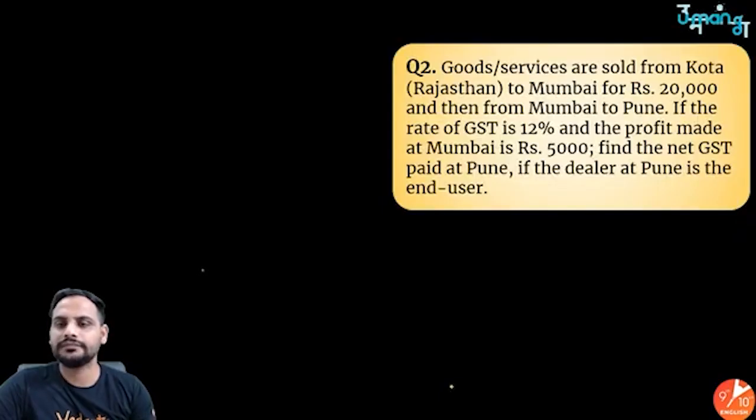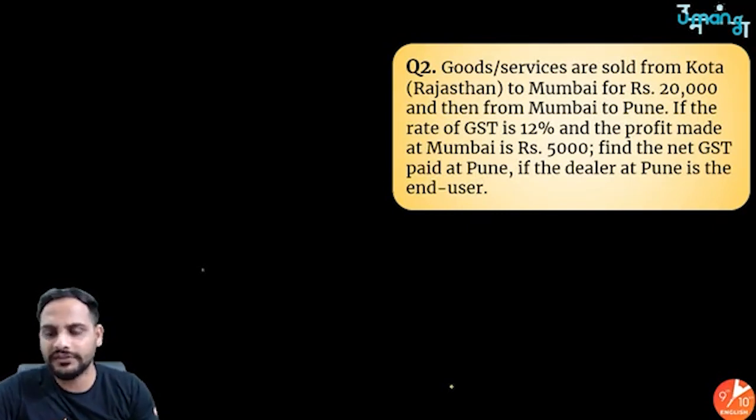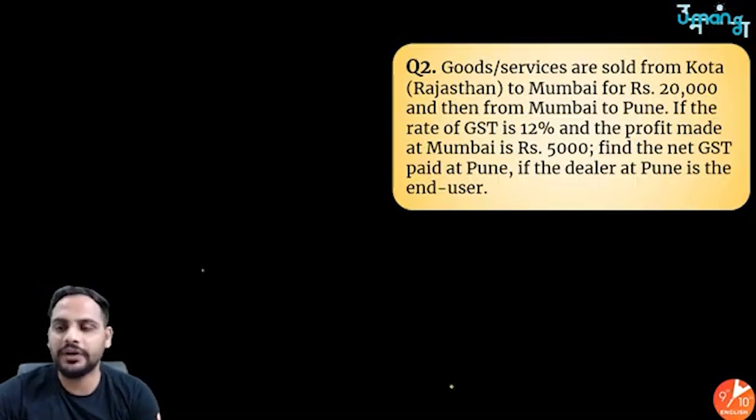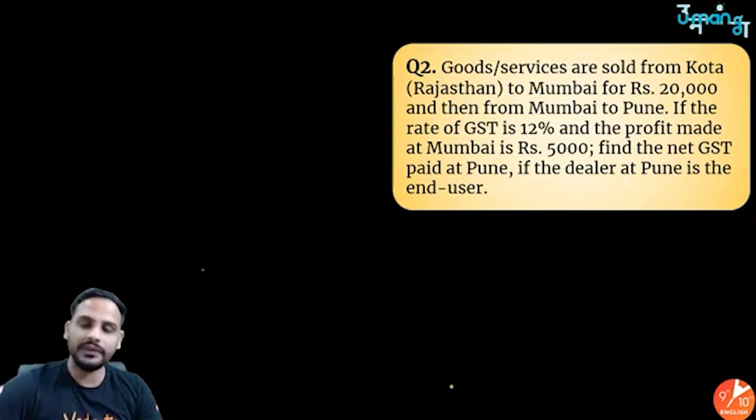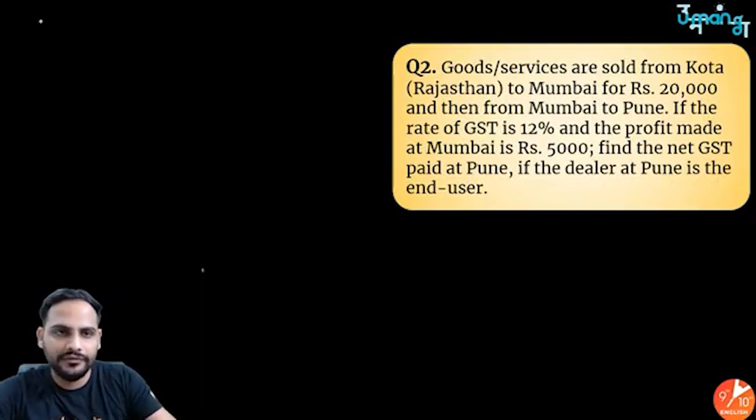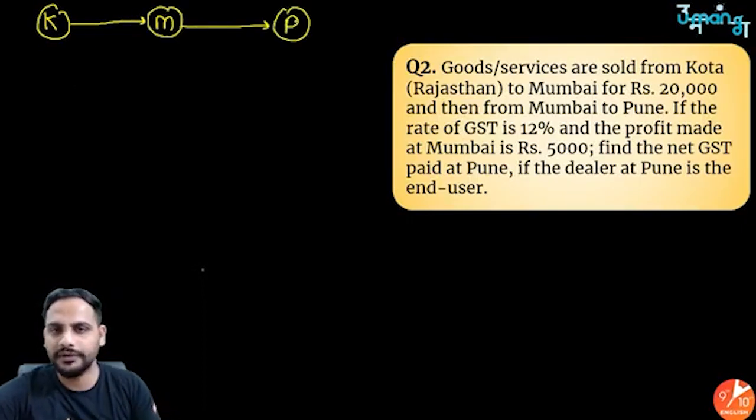Now, from Rajasthan to Maharashtra, interstate, for rupees 20,000, and then from Mumbai to Pune, within the state Maharashtra only. If the rate of GST is 12% and the profit made at Mumbai is rupees 5,000, find the net GST paid at Pune if the dealer at Pune is the end user. That means the person at Pune is the end user. He is not selling it further. He will use that. So I have from Kota to Mumbai to Pune, right?